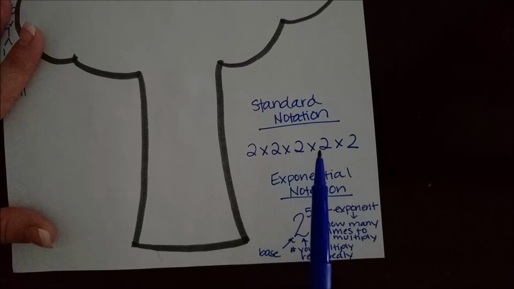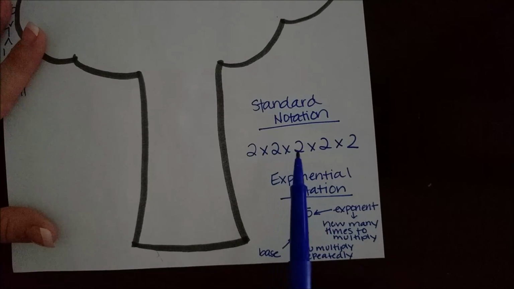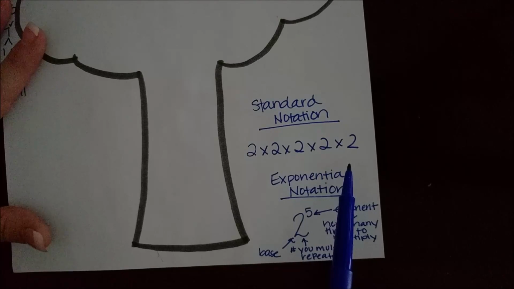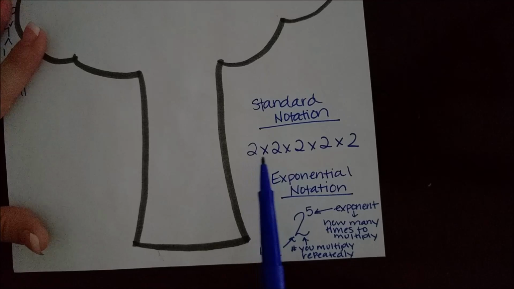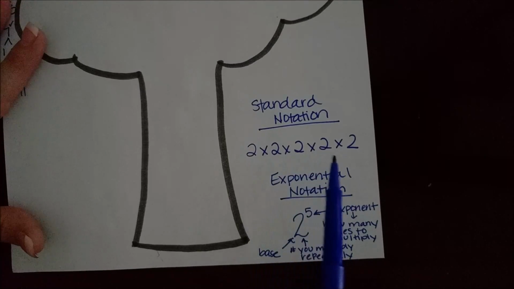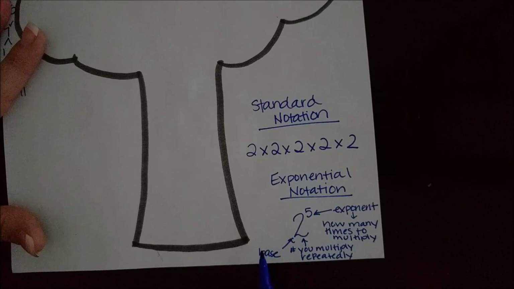So here's standard notation: 2 times 2 times 2 times 2 times 2. To write that in exponential notation, we need to figure out what's my base. What's the number I'm multiplying over and over again, or repeatedly? 2. So 2 is my big number, my base. You can remember big and base, they both start with a B.